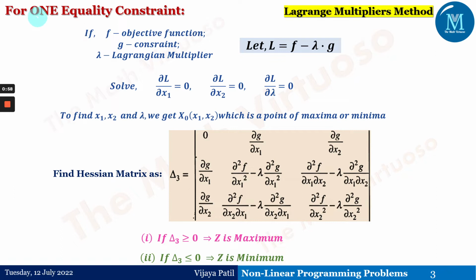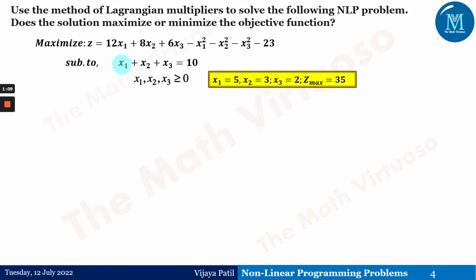Now, this is the theory part which we have already discussed in the previous one. For one equality constraint, the Lagrange's multiplier method, this is what we have already discussed. Let me take you to the question.